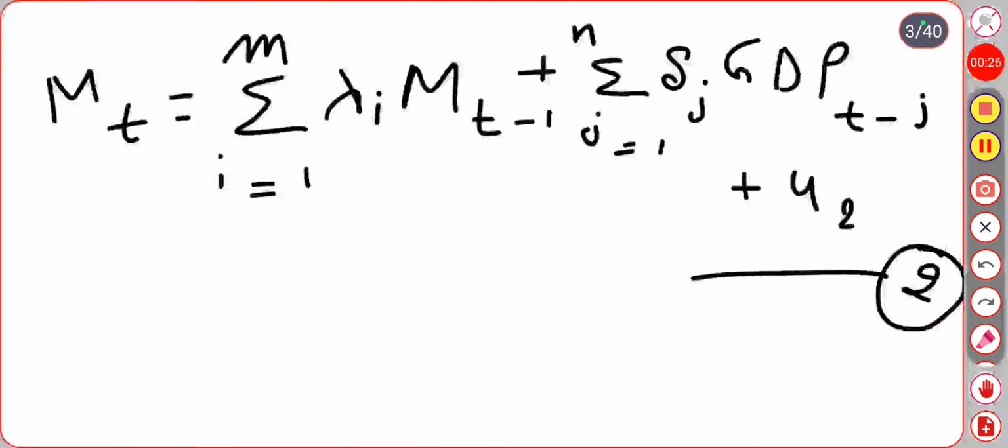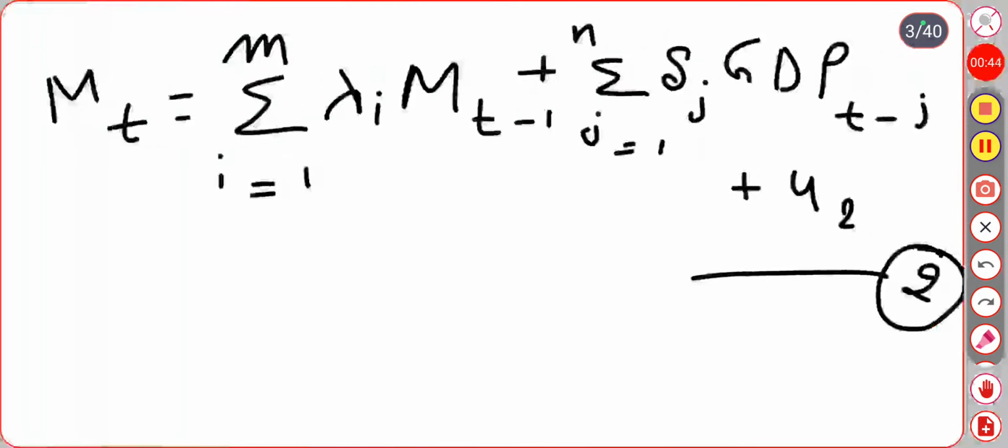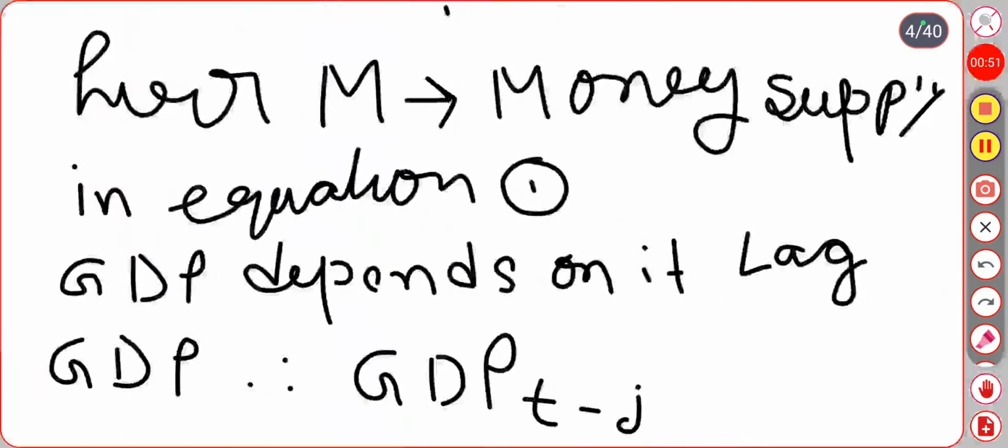And money supply depends upon the lag value of money and the lag value of GDP, with the error term that is U2. This is the first equation, and this is the second equation, money supply M_t, its current period money. There are some steps to consider for equation 1 as well as equation 2. Here M is the money supply.